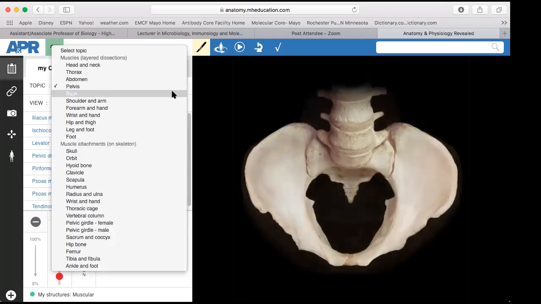Then let us look at your thoracic muscles.